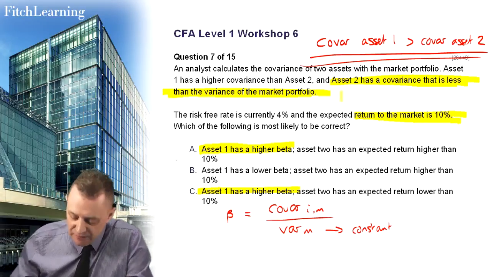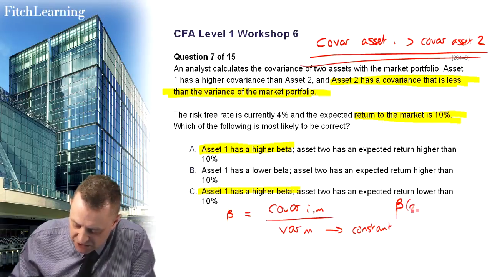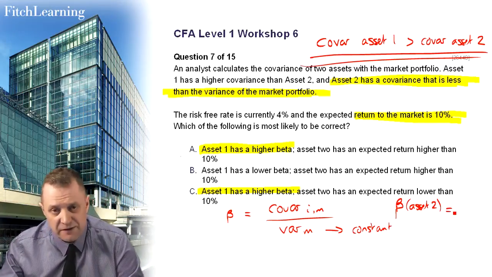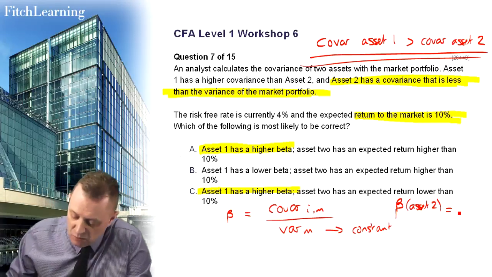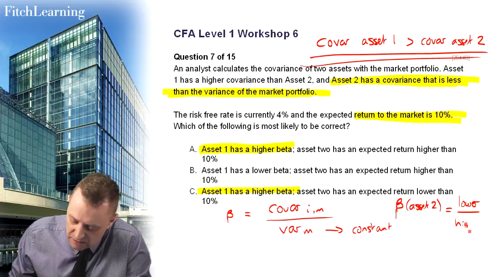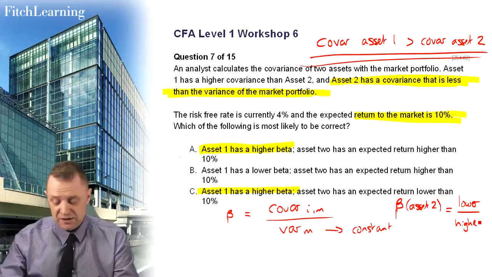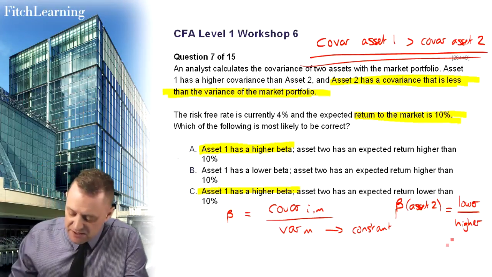So what that means is, if you look at the beta for asset 2, okay, given that the beta is the covariance divided by the variance of the market, and given that asset 2 has a covariance that is less than the variance, what we can actually say is that the top number is lower than the bottom number. Okay, so the covariance is lower than the variance, i.e. we've got a lower number on top, a higher number on the bottom, which means that its beta is less than 1.